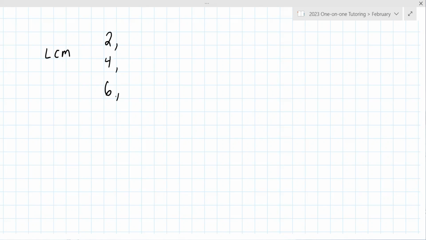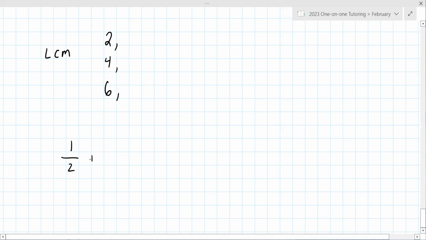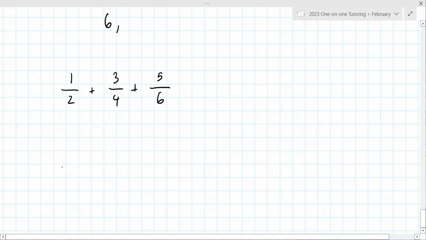Okay, I found out that they all have 12. Yes, very good. So let's say I wanted you to add 1/2 plus 3/4 plus 5/6 together. Okay, so you just said it. We're going to convert all the fractions to 12.